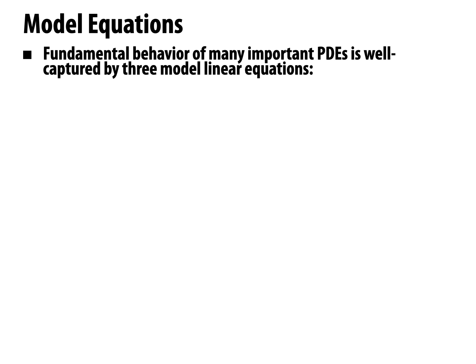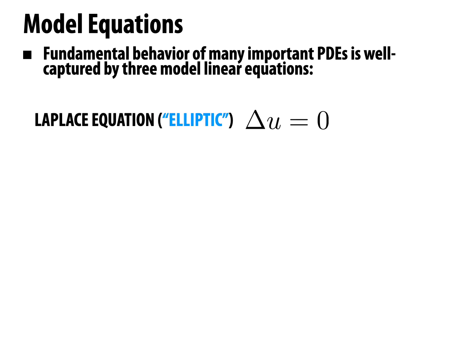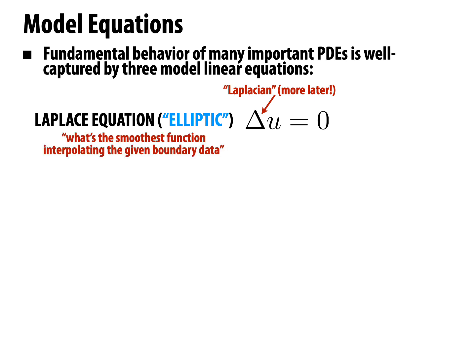So one of the most basic equations is the Laplace equation, which says that if I apply the Laplacian to my function u, it's equal to 0 at every point. And this is the canonical example of what's called an elliptic equation. So intuitively, what is this equation asking? It's saying if I have some boundary data, so if I have some known values on some part of my domain, the function u is going to be sort of the smoothest function that interpolates these known values. Okay, we'll talk more about the Laplacian later.